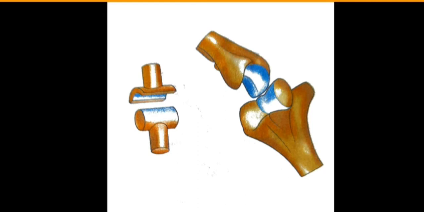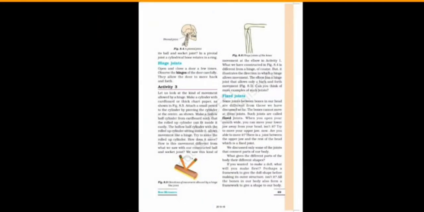It gives only one direction of movement, because a door opens and closes in one direction only, front or back. It will not rotate partially, it will not rotate circularly, or give circular motion. It only rotates in one direction. So it is the example of a hinge joint, and it is located in the elbow, knees, toes and fingers.